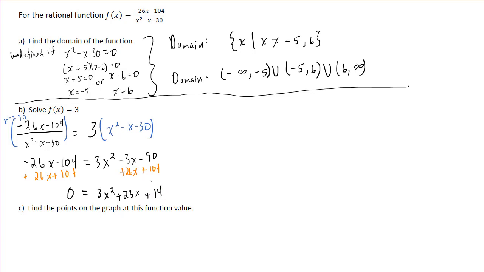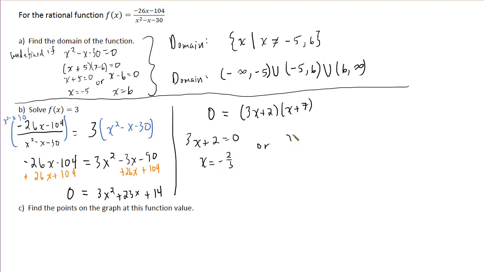Now we have to use some factoring to solve that equation. Using your favorite factoring method, this factors as 0 equals 3x plus 2 times x plus 7. Since we have a product of numbers equal to 0, we can set each factor to 0. So 3x plus 2 is equal to 0. Subtract the 2, divide by 3, x is equal to negative 2/3. Or, if x plus 7 is equal to 0, x is equal to negative 7.